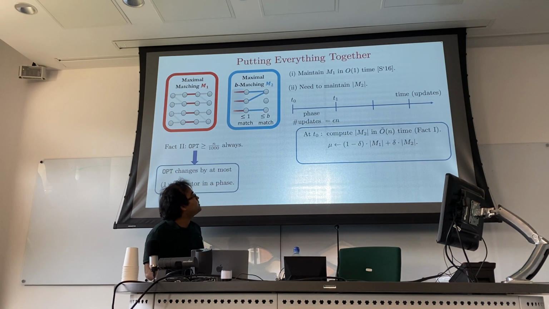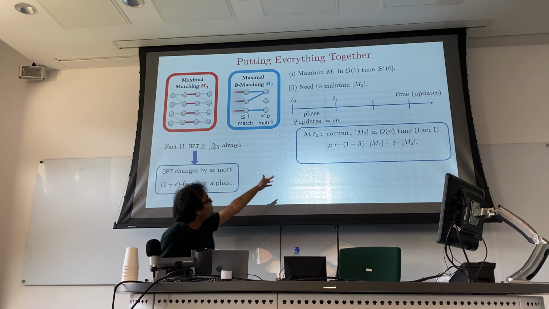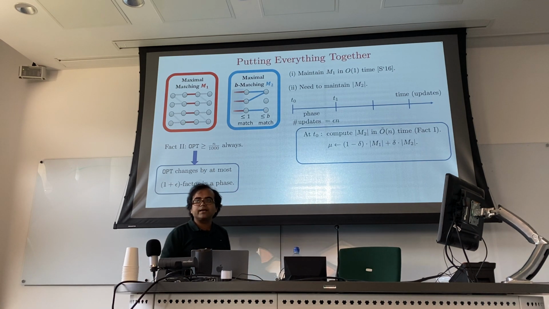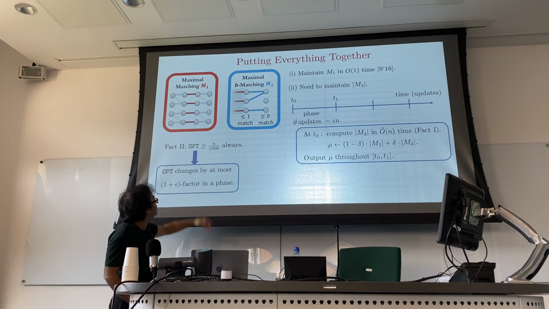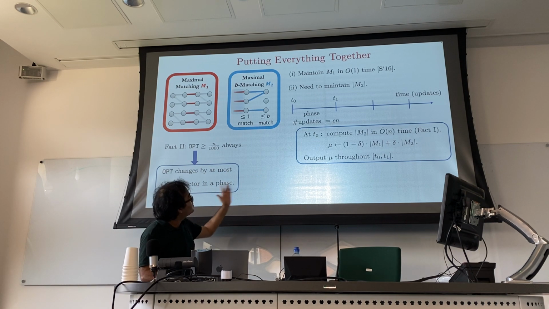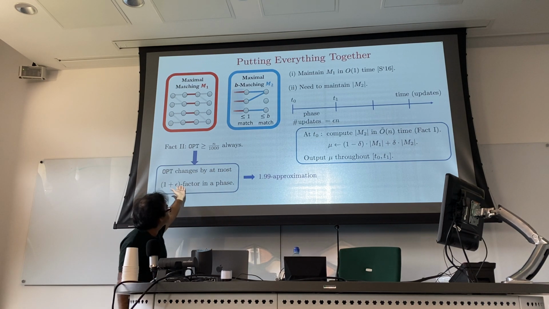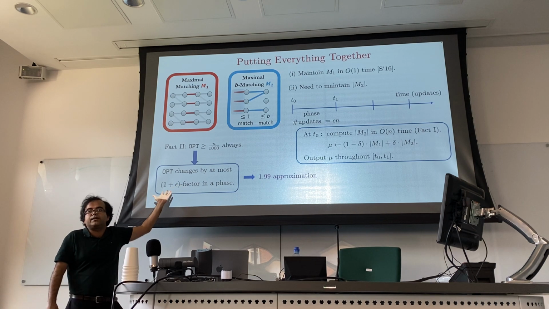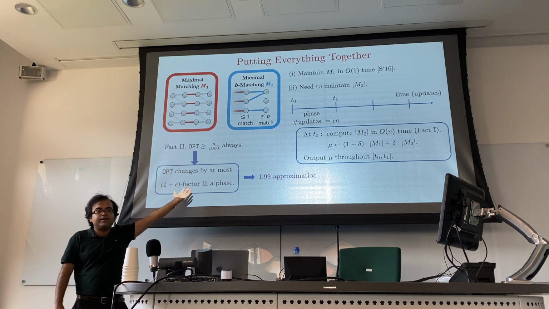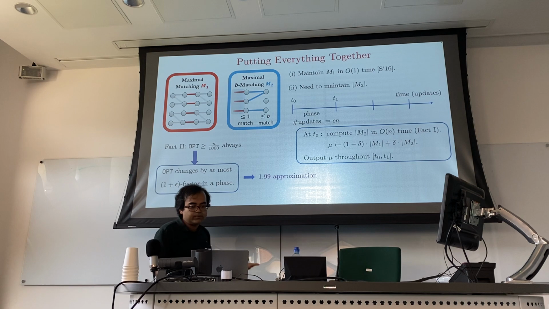Then at the start of the phase, we just apply our formula for mu, take the convex combination of the size of M1 and M2, and we know that mu is a 1.99 approximation at the start of the phase, and mu remains a 1.99 approximation throughout the phase, because during the phase opt hasn't dropped much at all. So if we have a good estimate at the start, we have a good estimate throughout the phase.